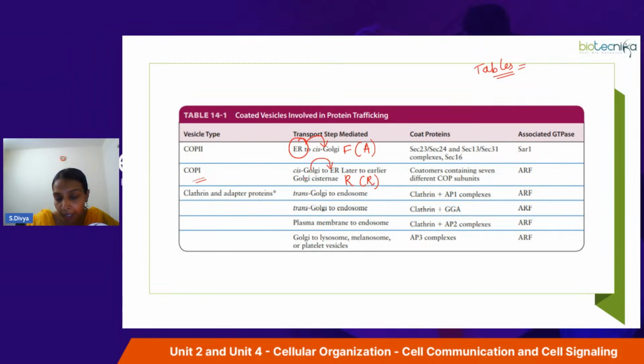Clathrin and adapter can move to different locations. Either it can go from trans Golgi to endosome, or plasma membrane to endosome. Depending on that, you have the coat proteins and GTPase present. If you see only for COP2, you have SAR1 as the GTPase, which is the energy required for movement. But for the remaining vesicles, you have ARF. Okay, an easy way to remember.